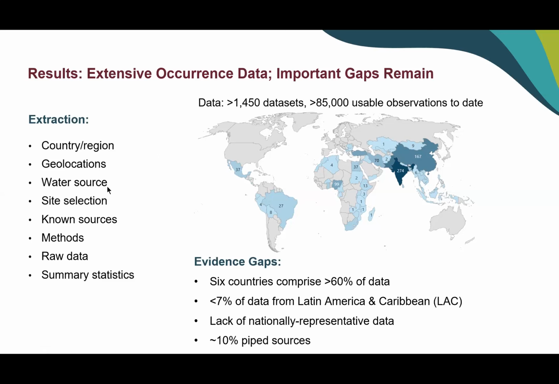And finally, while again, we have a large enough data set that we can say things, even when we slice the data up by region and by source, it's worth noting that fewer than 10% of our usable data sets reported on pipe sources.